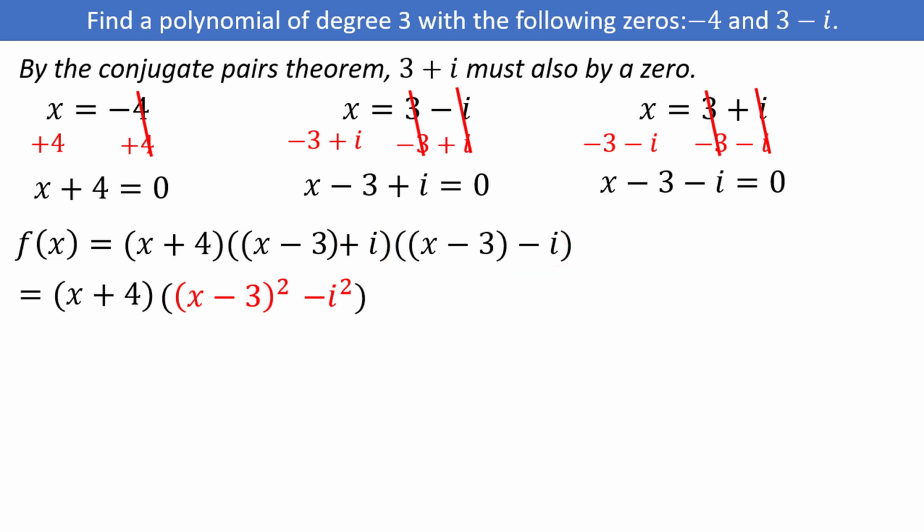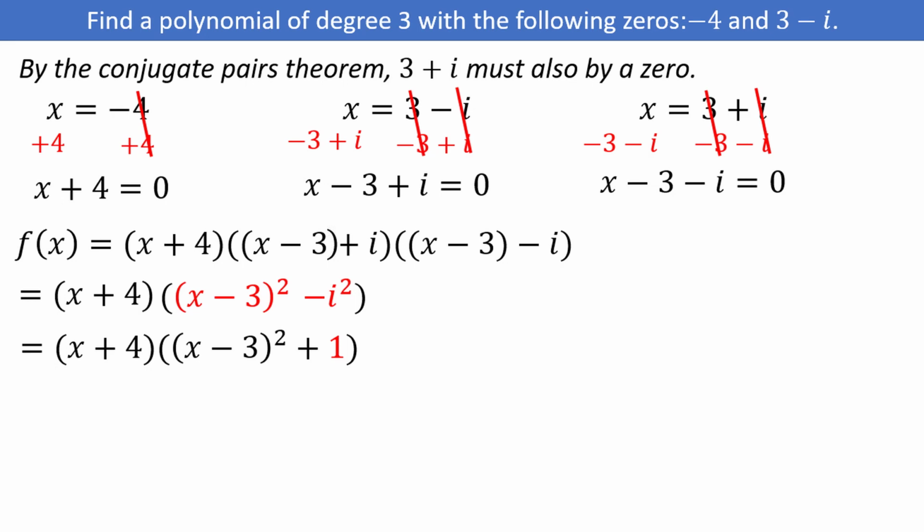Recall that i is just the square root of negative 1, so i squared is equal to negative 1. We have negative negative 1, which is just equal to positive 1. This is all in parentheses and needs to be multiplied by x plus 4. If we needed to leave our answer in factored form, this would be our answer.